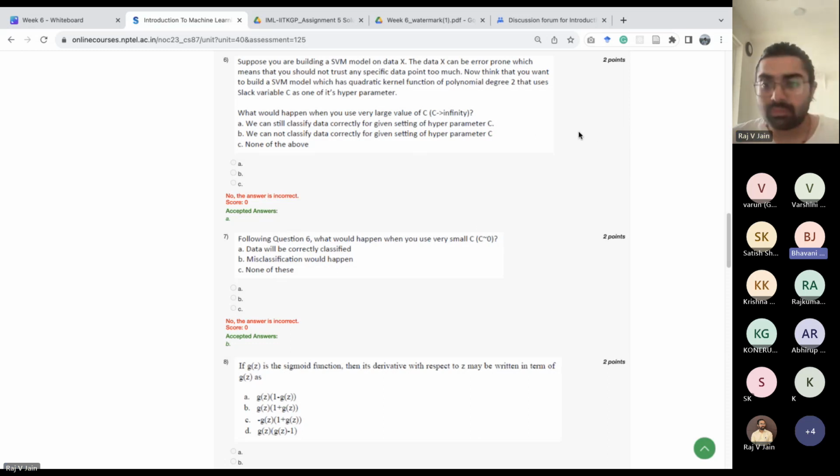Sir, I can provide my input. When I was reading the question, suppose you are building an SVM model on data X. I felt that whenever you are building a model, it will be on the training data. And in line number 3 it also said to think that you want to build an SVM model which has a quadratic kernel. So that is why I thought it was on training data and selected that answer. Valid point. Building a model can be construed as only on the training data, and testing is not a part of building. By testing, I thought of predicting, right, sir?